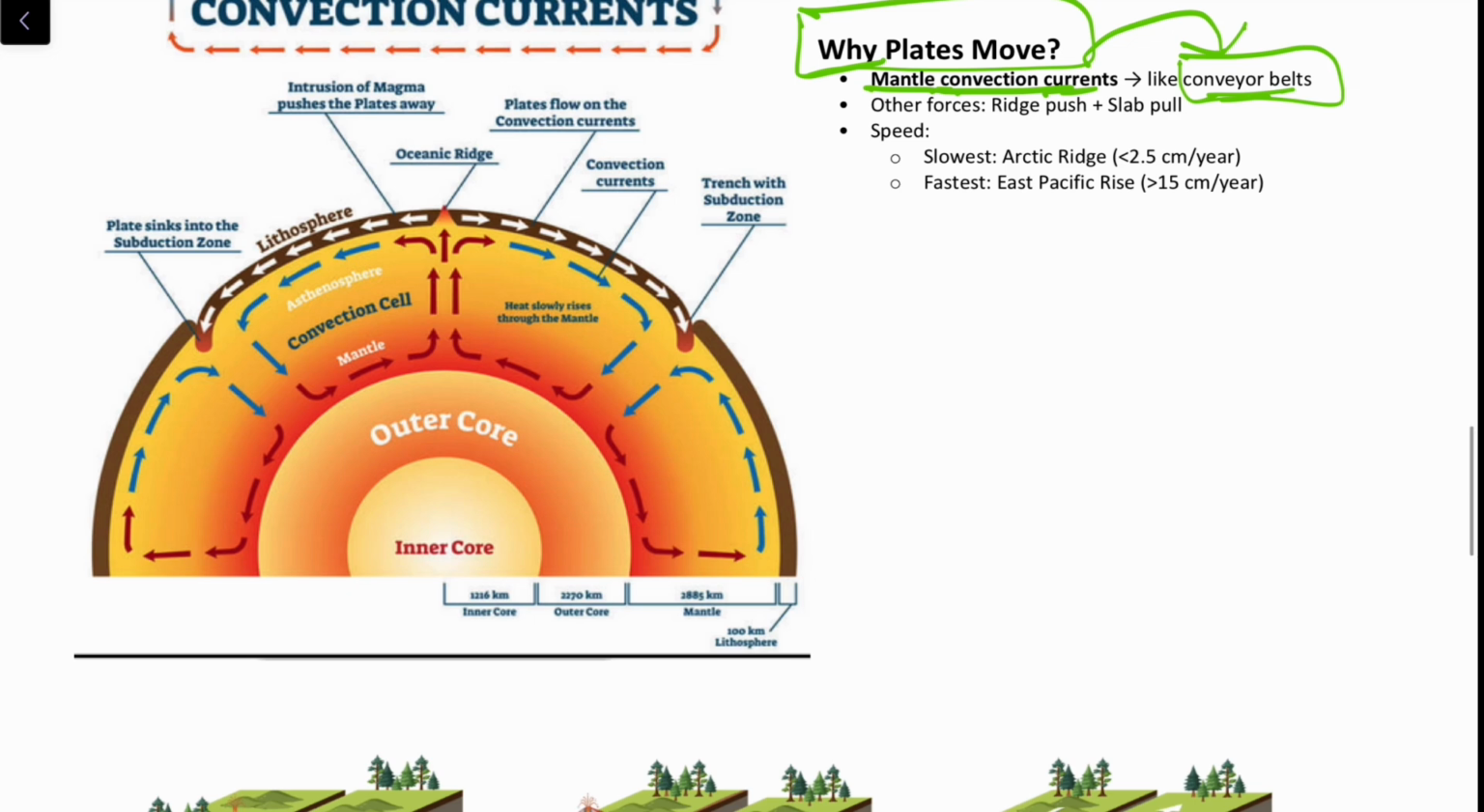So because of the heat coming from the inner core, the rocks which are getting melted and becoming semi-solid start moving upward.